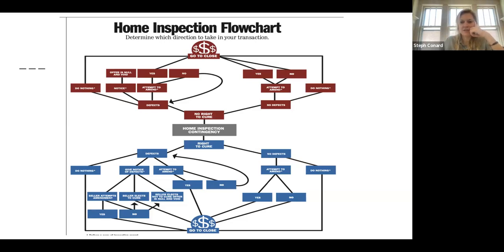But again, I had this taped to my desk when I first started real estate because the home inspection contingency was really hard for me to get a handle on. So it can get confusing. So any questions so far? Good. Okay. You guys are all whizzes at this, I bet.